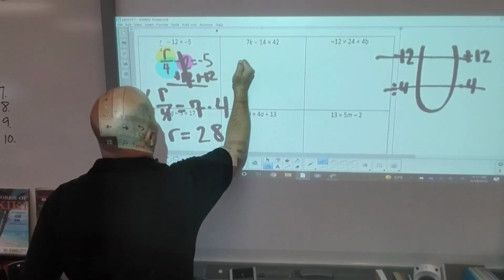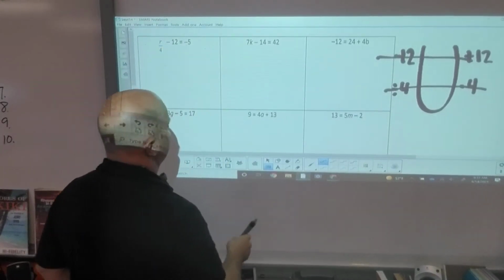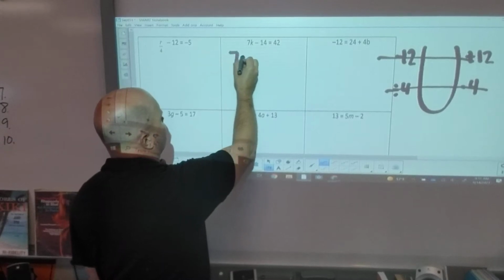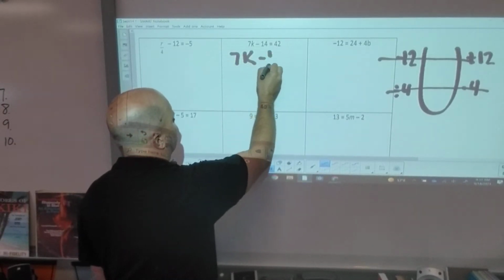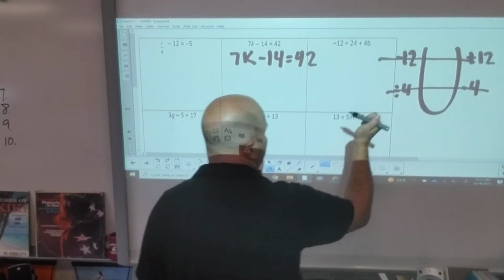Okay, let's look at another example, just slide it over. Okay, here we have a couple things happening. I'll rewrite it down below. 7k minus 14 equals 42. Okay.